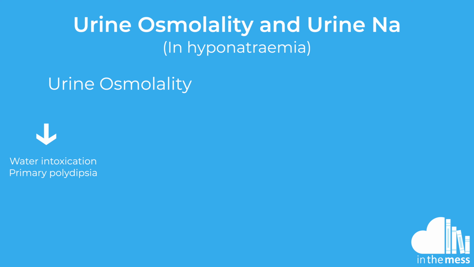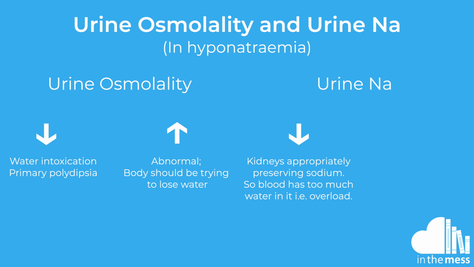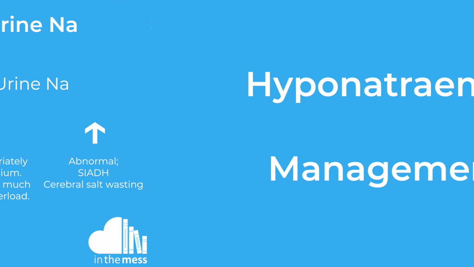Dilute urine points you towards water intoxication or primary polydipsia. Concentrated urine would be abnormal, as the body should be trying to lose water to restore normal sodium levels. Low urine sodium would suggest that the kidneys are trying to preserve sodium and suggest fluid overload or a failure state. High urine sodium would be abnormal and probably suggests SIADH or cerebral salt wasting from neurological conditions.